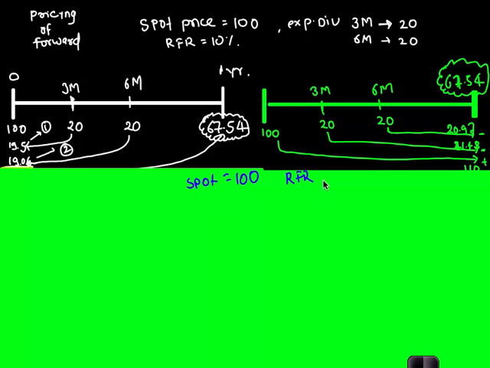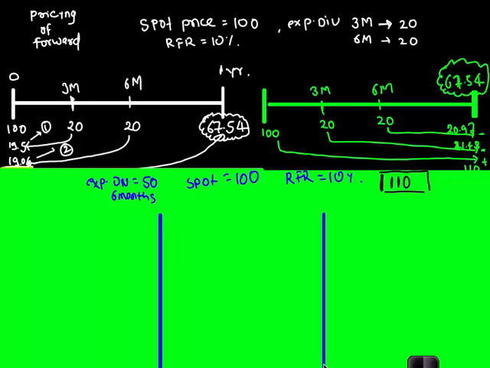RFR is 10%. And expected dividend is 50 in 6 months. Okay, now let us say that a no arbitrage forward price by mistake is being quoted as 110. That means anyone who calculated this 110 has definitely forgotten to consider the expected dividend. Now see how we can exploit this arbitrage condition.